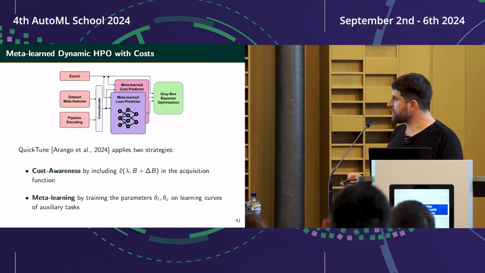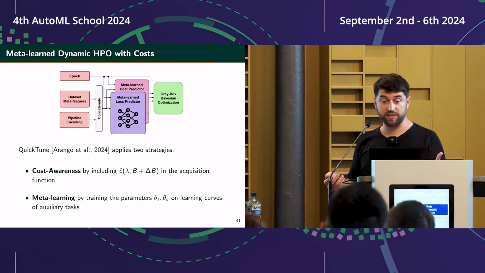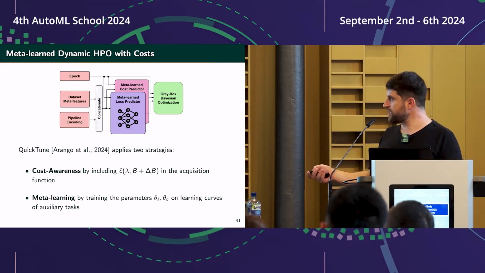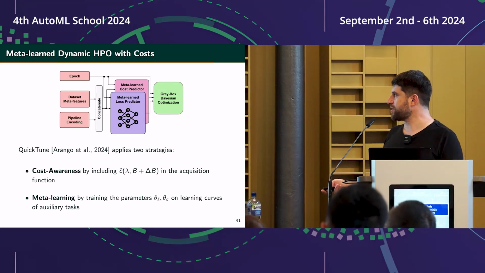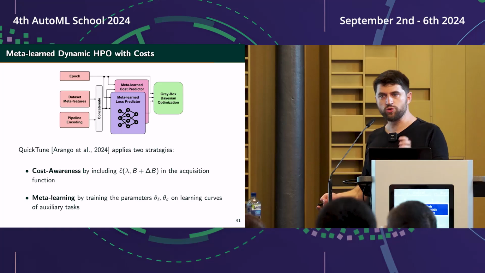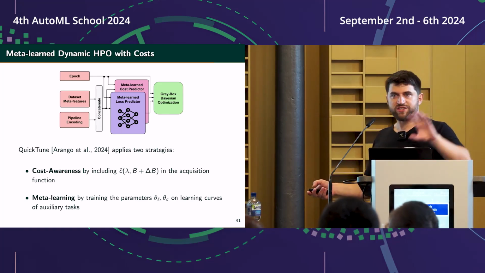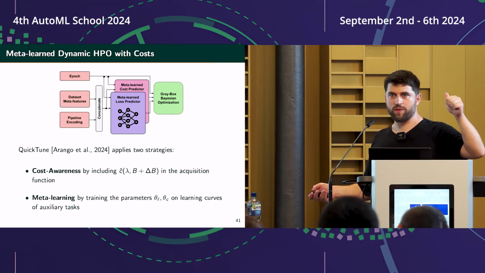An addition of this approach is to meta-learn this performance predictor with costs, and it uses cost awareness and meta-learning. You have a hands-on session on the QuickTune tool, but I've just mentioned that it is an instance of what we described with two differences.